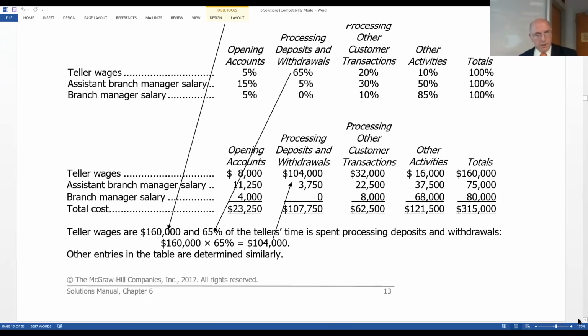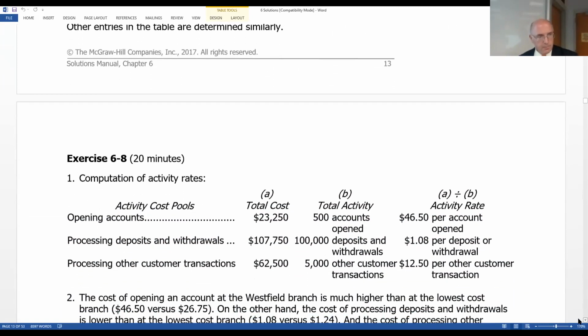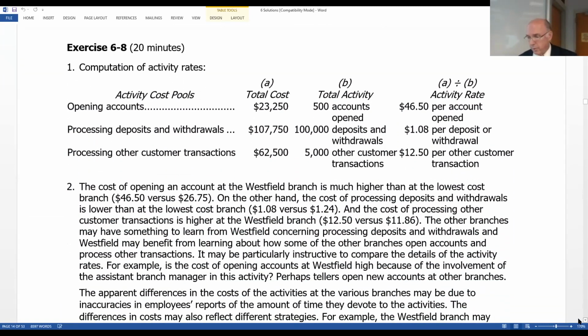So it tells you here, based on the errors, where the numbers come from. But basically you multiply something by something else. Number 8 is a continuation of number 7. This exercise, number 8, is a continuation of number 7.